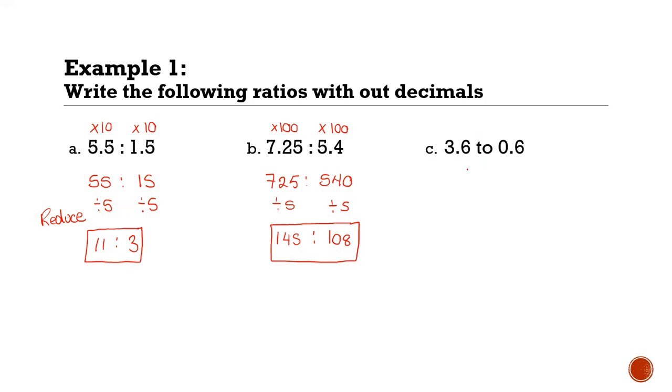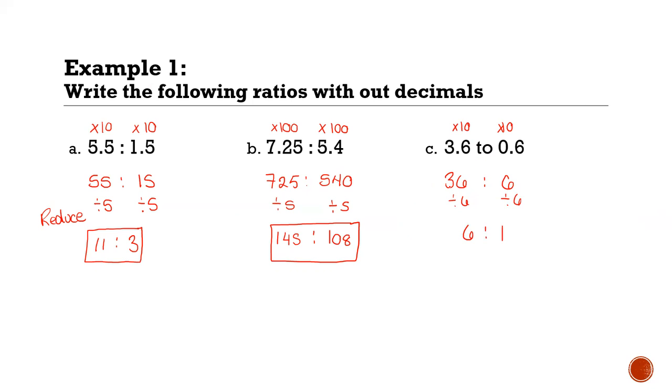Next one, we have 3.6 to 0.6. So you can use the 2 where we can replace this 2 with our colon. So again, we're going to multiply by 10 on each side. So we'll have 36 to 6. We'll reduce, so I can divide by 6 on both sides, and we would get 6 to 1.